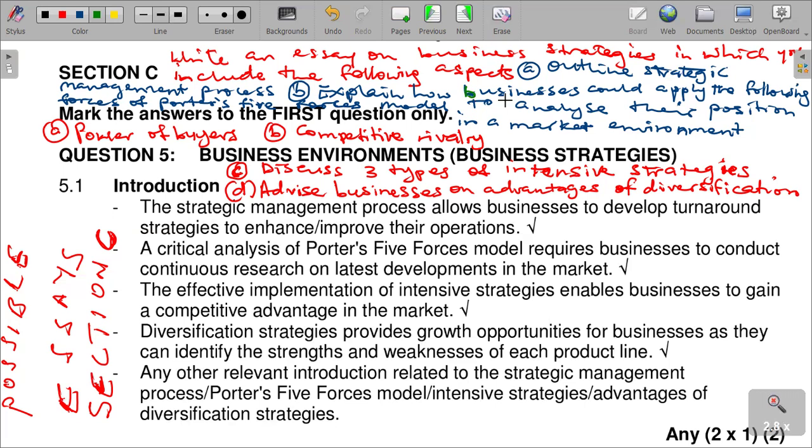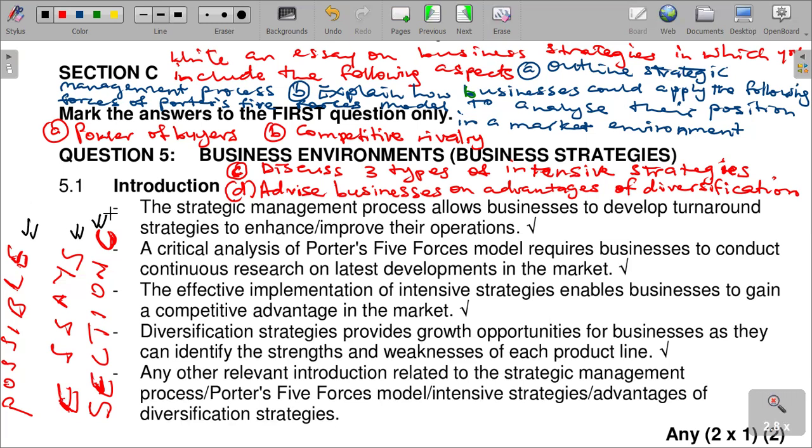So what I'm saying is, please note that if you don't answer in the order or the way the instruction per section specifies, you will be penalized. They will mark only the first question. So if you prefer to answer question number 6, you need to make sure that you indicate that.